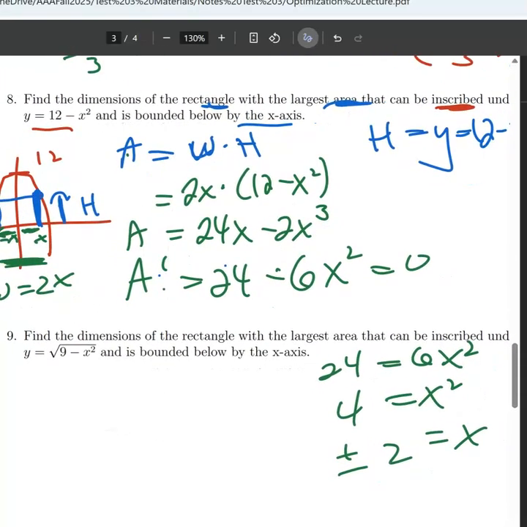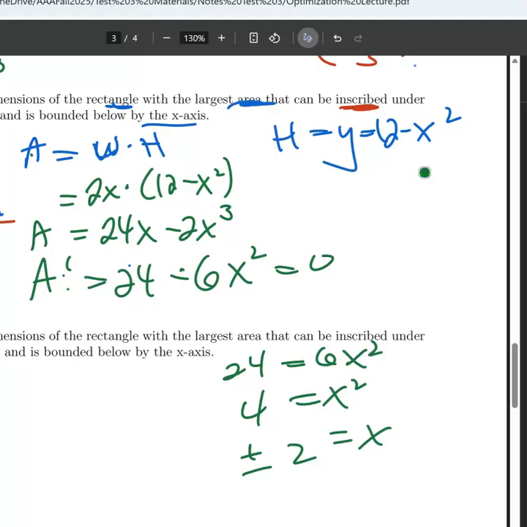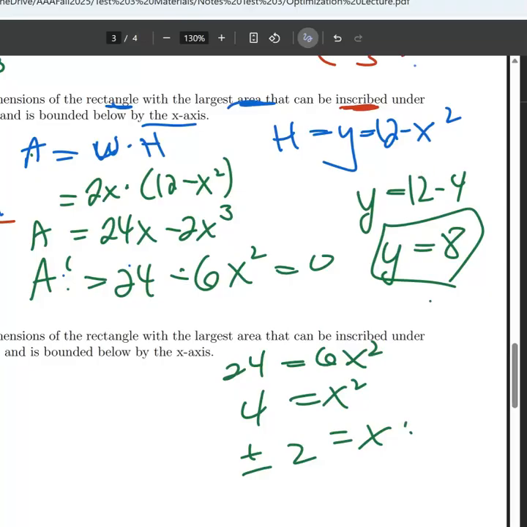So what they want is the dimensions. If the x is 2 or negative 2, then the height would be 12 minus 4, so the height would be 8. So there would be your dimensions.